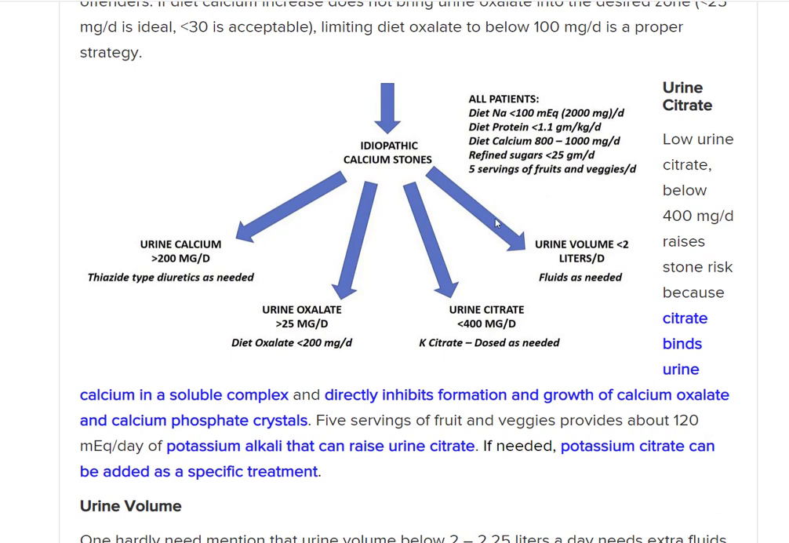This little diagram is packed full of knowledge. It gives you actual numbers. Get your diet sodium under 2,000 milligrams a day. Keep your diet protein under 1.1 gram per kilo per day. This number comes right off your 24-hour kidney stone report. Get your diet calcium to the U.S. recommended, 800 to 1,000 milligrams minimum. Get your refined sugars below 25 grams per day. Get 5 servings of fruits and veggies. Rather a lot of information for a small picture like this, isn't it?